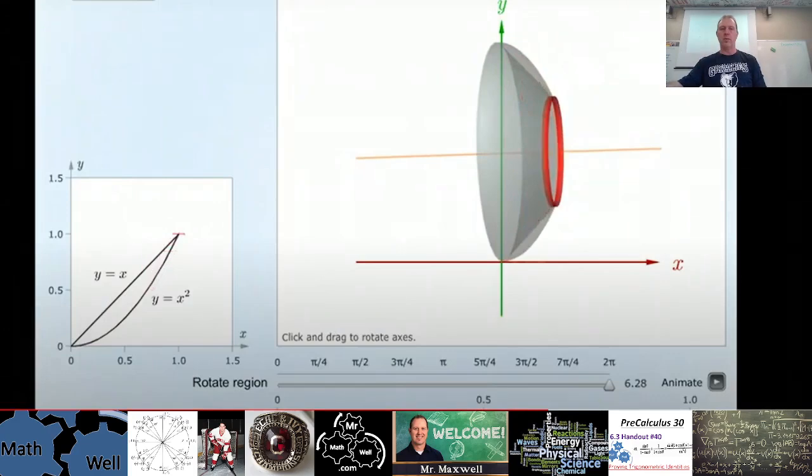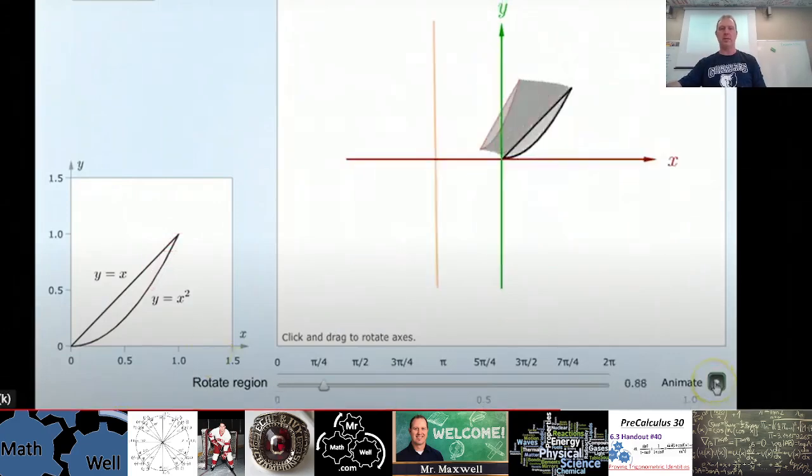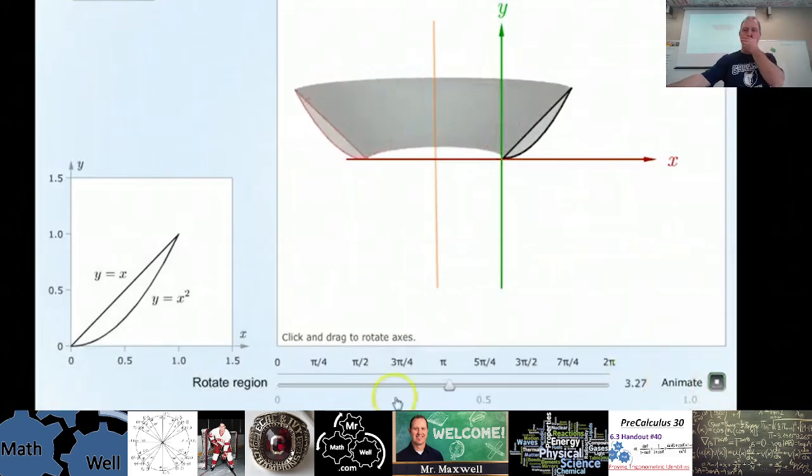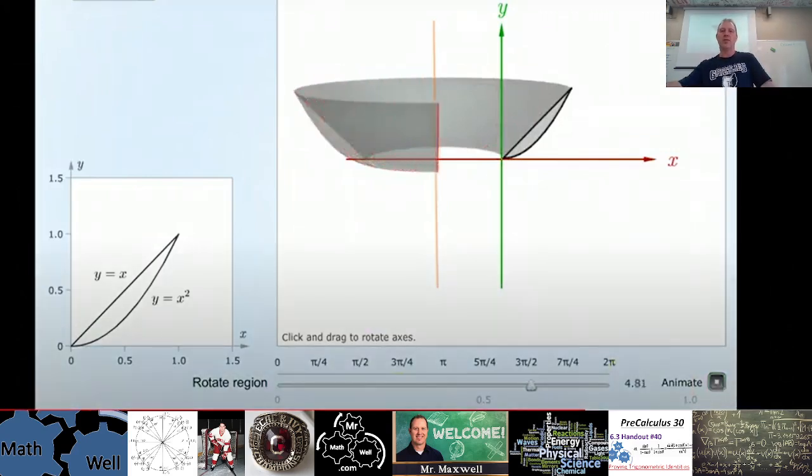Now, I don't know if there's one more. There might be one more to take a quick look at here. Yeah, there's another volume of a solid, and this is, of course, rotating around a vertical axis. That's not the y-axis. Same sort of thing.